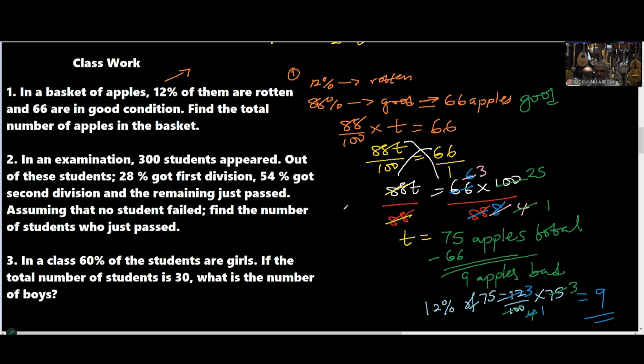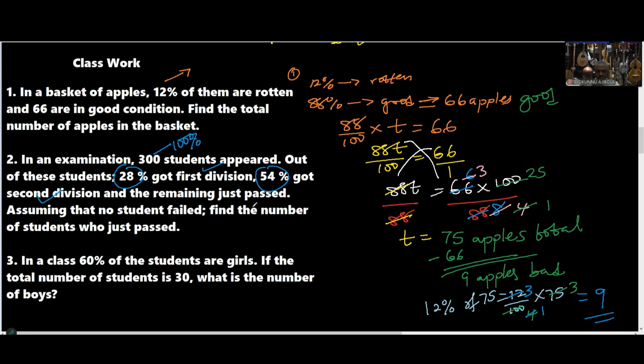And to this second question, they say in an examination, 300 students appeared. Out of this, 28% got first, maybe grade A, 54% got grade B, the remaining just passed. So how many students just passed? Now, you need to find the percentage that is missing. 300 is 100%.